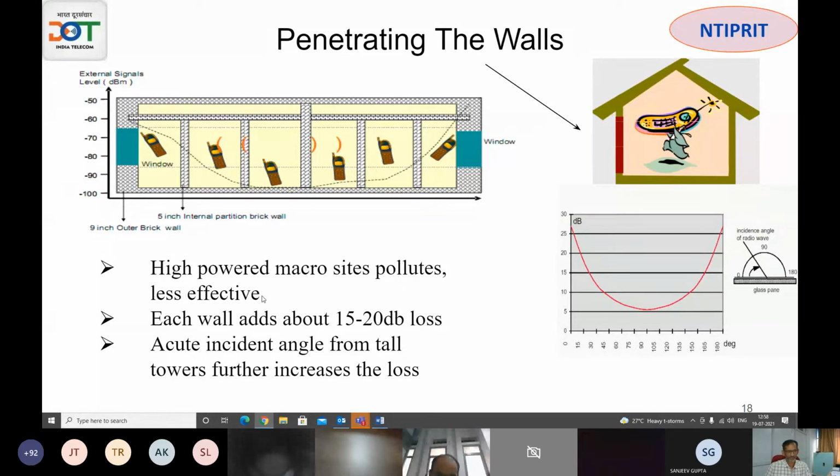This kind of explanation is given, and also the angle of incidence. This is a very peculiar thing. Many times people will say that I am living right under the bottom of the tower, still I don't have coverage. So this angle of incidence matters, even if you have a tower right on the top of the building.